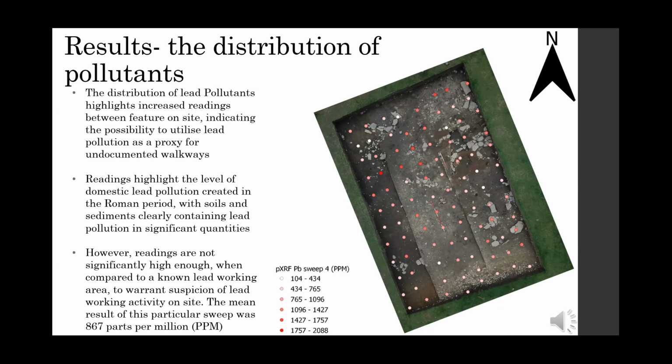If this hypothesis is correct, which it may not be, but it was outside the scope of this project, it would mean that lead pollutants could be used as a proxy for undocumented pathways in the Roman period, which is a very exciting result.